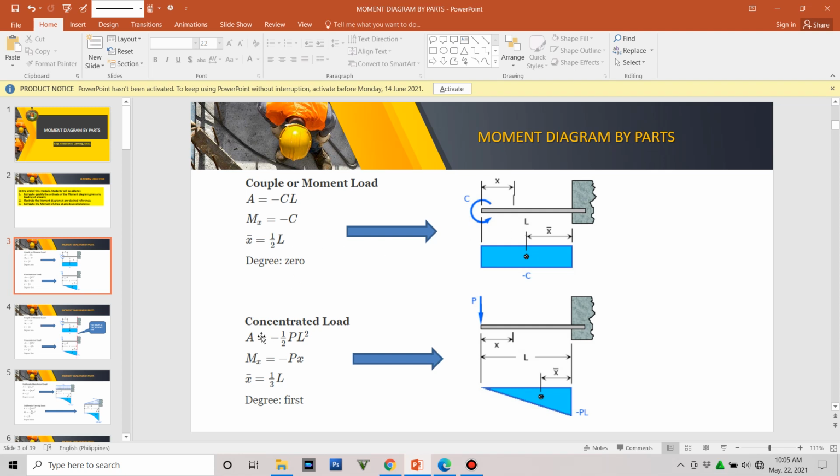Okay, so next, for the concentrated load, again, it is important where the reference line is.